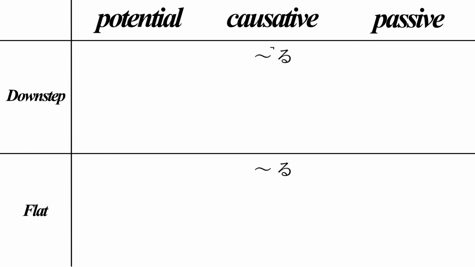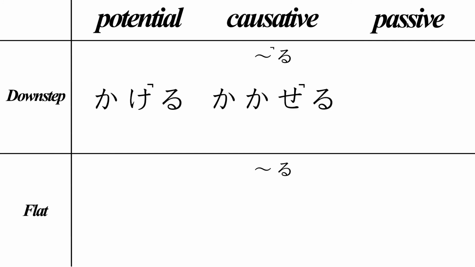Next, potential, causative, and the passive forms. In these three forms, the accent falls on the same mora, but the accented mora differs between the downstep type and the flat type. In the downstep type verbs, the accent falls on the mora before ru. For example, kaku turns into kakeru in the potential form, kakaseru in the causative form, and kakareru in the passive form. The accent falls on the mora before ru. Kakeru, kakaseru, kakareru.